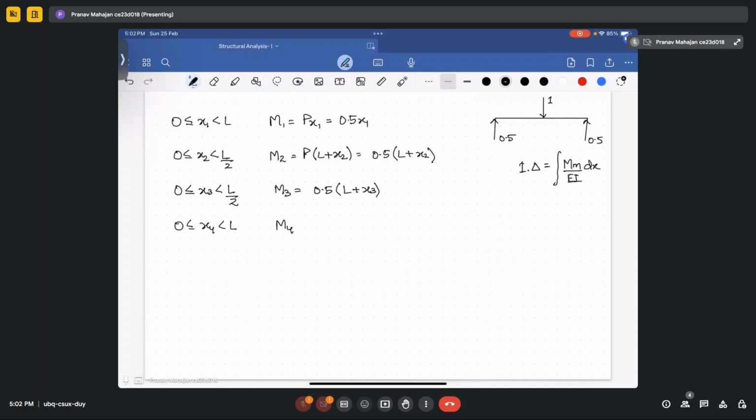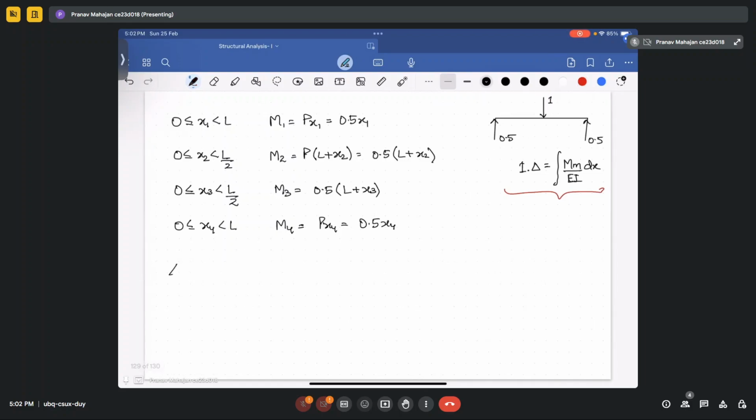Your M4 will become P of H4 and it will be equal to 0.5 into H4. Now take integration of this in such a way that this equation will be satisfied. Okay.